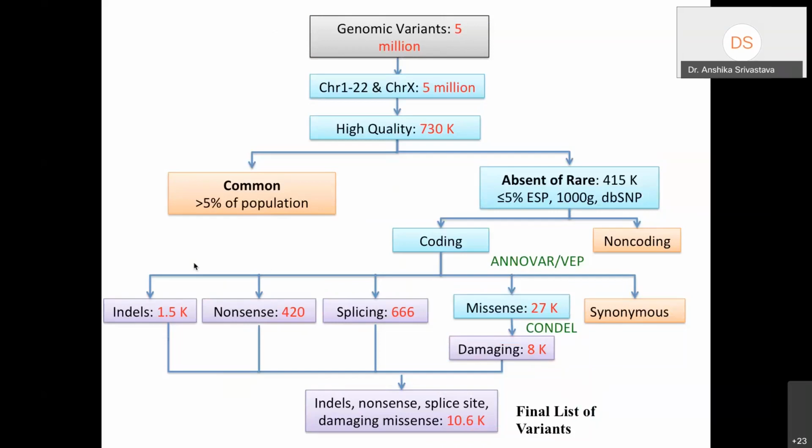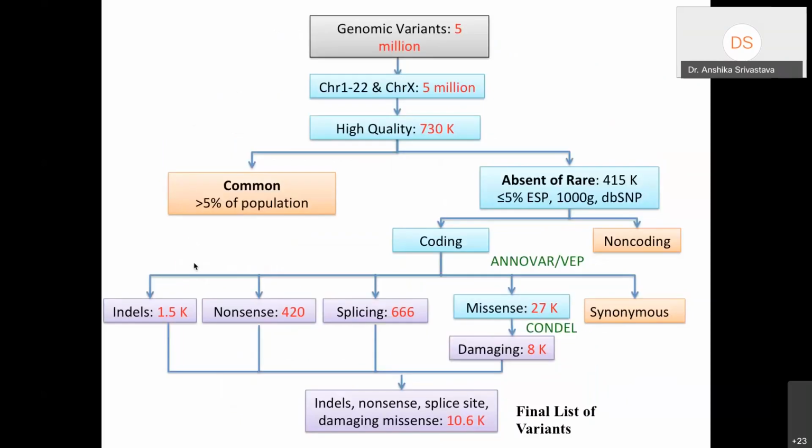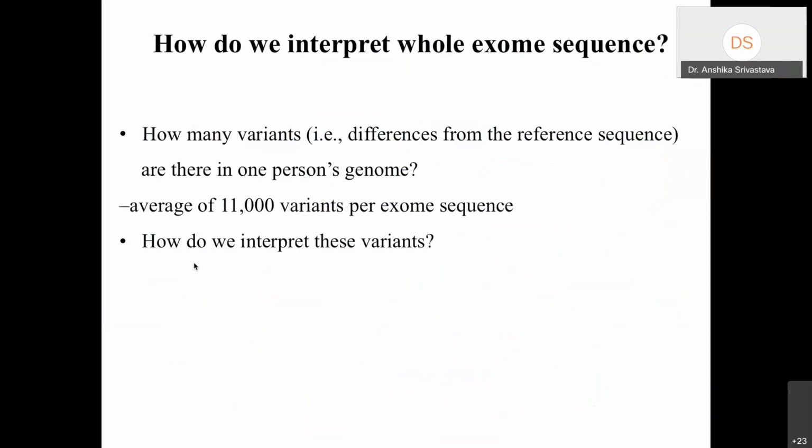So missense could be damaging, and then you will make the final list of variants with the indels, nonsense, splice site, and damaging missense. From here, we will look for conservation, function prediction, and gene annotation, and then you will be compressed to an Excel sheet which contains only around 5 to 10 variants, and in most cases 20 variants.